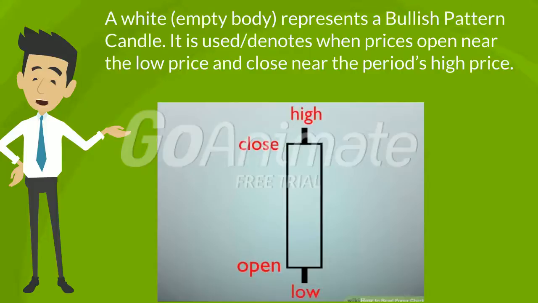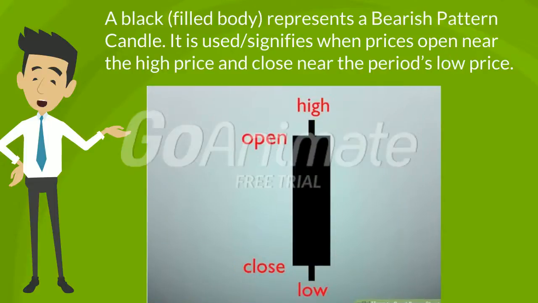A white, empty body represents a bullish pattern candle. It denotes when prices open near the low price and close near the period's high price. A black, filled body represents a bearish pattern candle. It signifies when prices open near the high price and close near the period's low price.